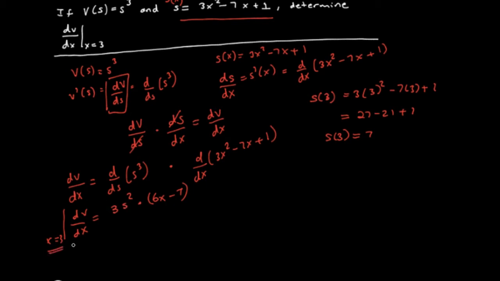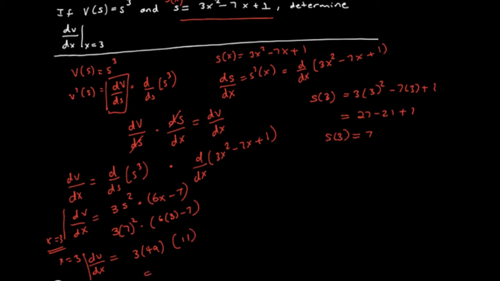But we can actually plug in this value into s. Okay, so because we're going to eventually plug in s in terms of x either way, it's just going to be the same thing. So this is 3 times 7 squared times, now I'm going to plug in, everywhere I see x, I'm going to plug in 3. So you get 6 times 3 minus 7. So this is going to basically be dv over dx when x is equal to 3 is equal to 49 times 3 times 18 minus 7, which is 11.